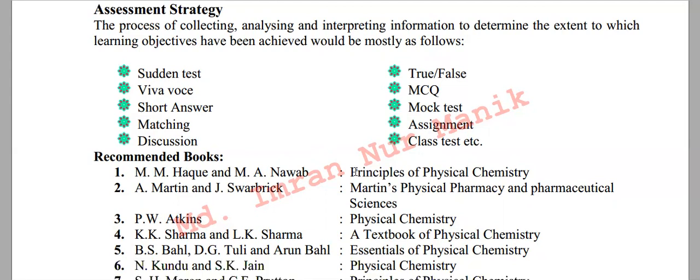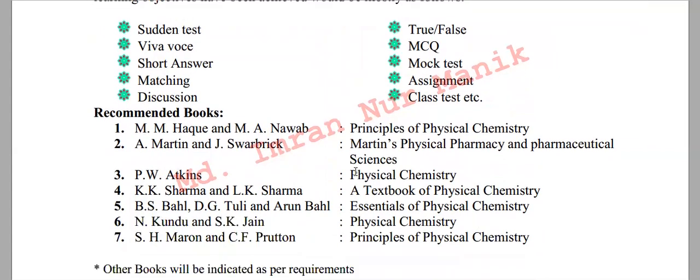Maybe one class might be encompassing the shortened test, one class might be encompassing the viva voce, some classes may have short answers, etc. Now the recommended books, you have to buy, or you have to manage these books for better understanding of the terms used, or the course curriculum used in the physical pharmacy 1.